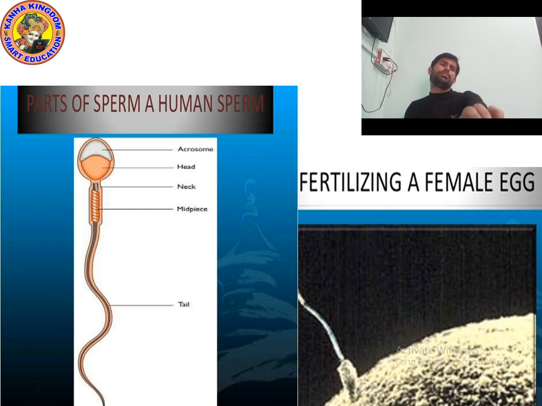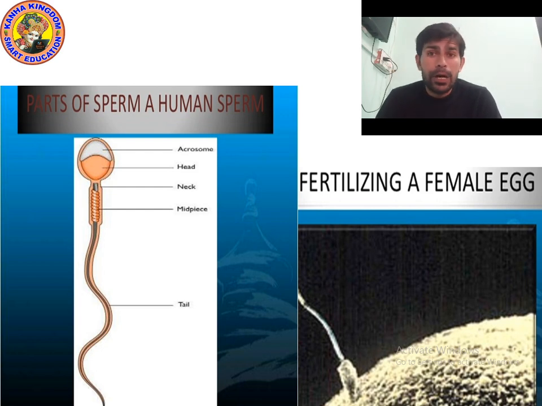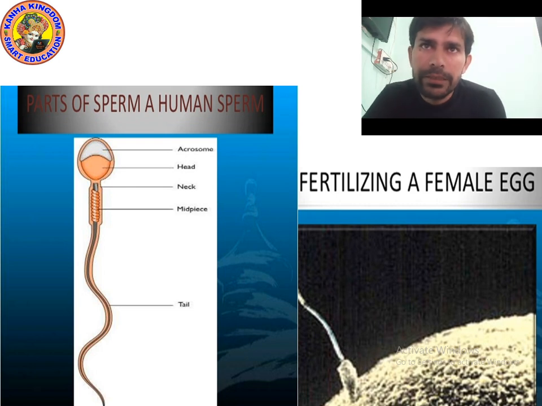If we talk about the sperm, as you can see in the picture, sperms are actually very small in size, and they have a head at the top, and a middle piece which is a little bit thick, and the last part is a tail which looks like a snake. So it has three different parts: head, middle part, and tail.